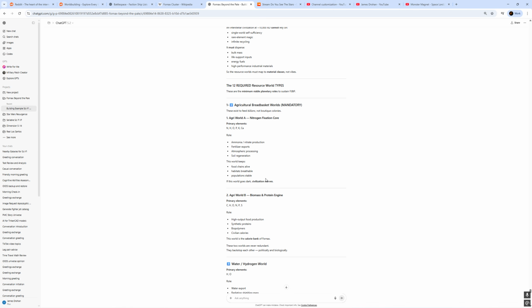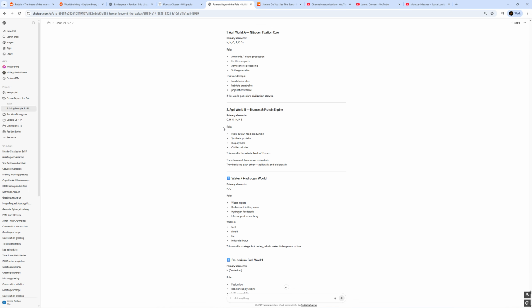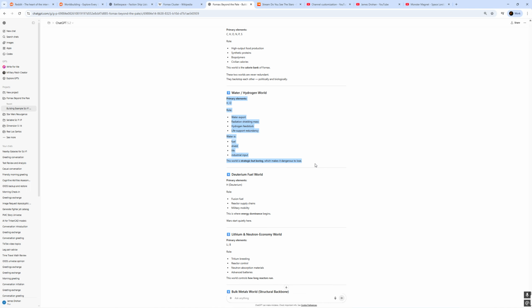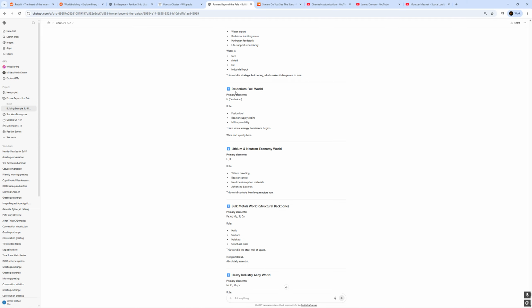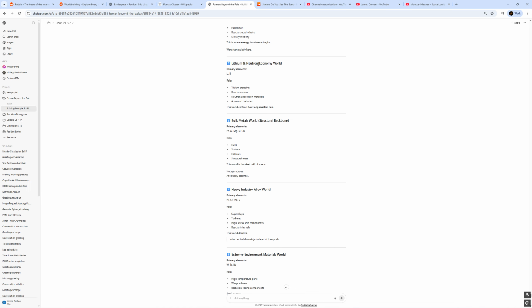All right, so food chains, habitats, populations, biomass and protein engines. All right. Civilian calories, calorie bank. All right. So that's the ammonia nitrate production fertilizer. Egg World B is your actual food planet, water hydrogen world. Okay. Deuterium fuel world. Helium. Lithium and neutron economy world. There you go.